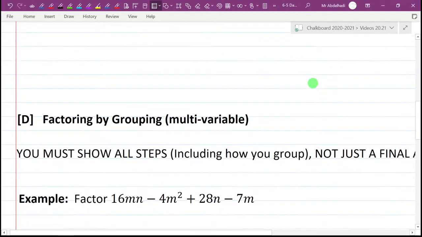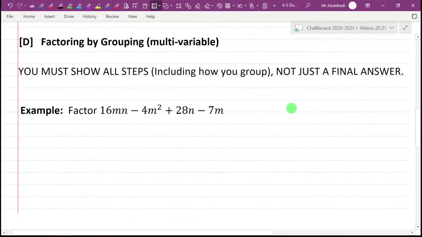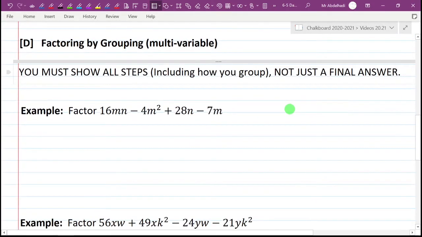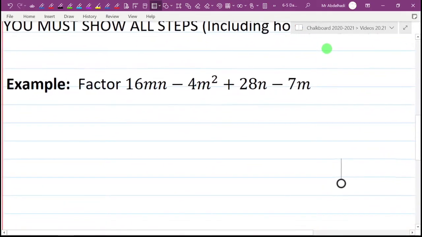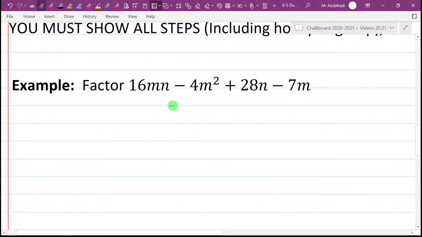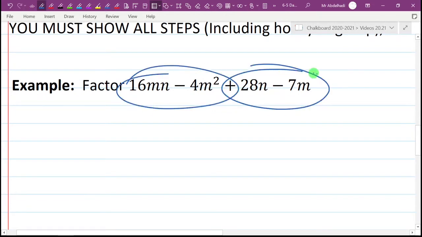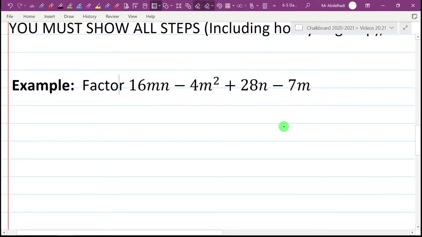So multivariable. Now it's really important for these problems, especially in the homework and on any quizzes, that you show your grouping first, your proper grouping, you show all your steps, and you don't just show a final answer, if you want to get your points. So let's take a look at this. We have 4 terms here, and you don't just blindly use the first two terms and the last two terms. The reason being is that might not work.